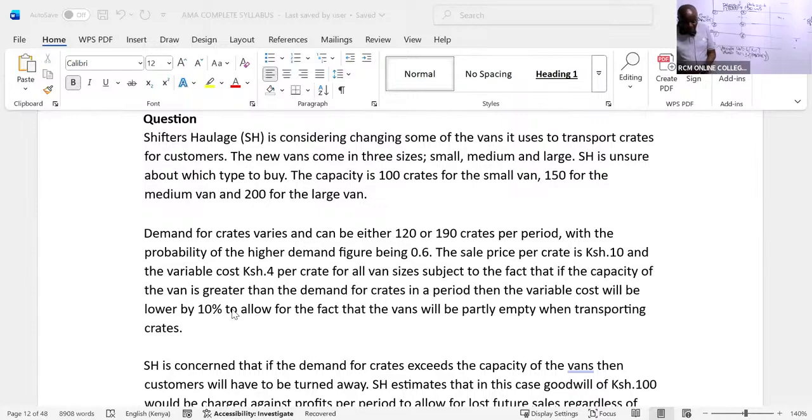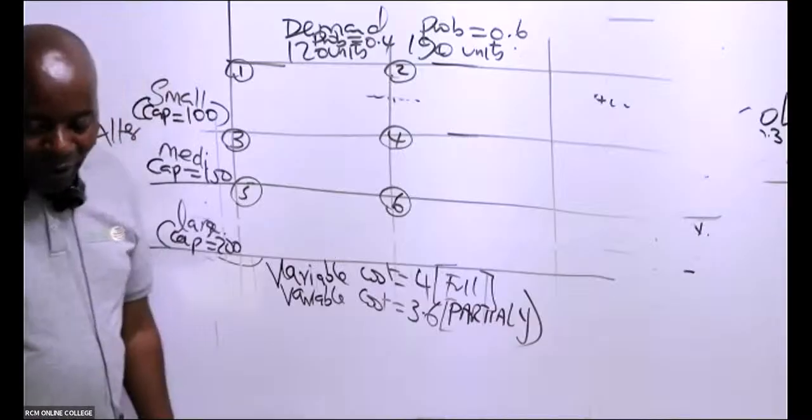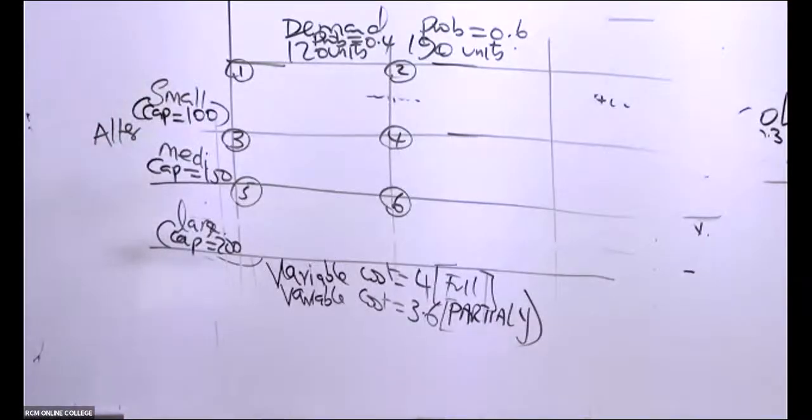demand, if the van is bigger than what it's carrying, if the van is greater than the demand for crates in a period, then the variable cost will be lower by what here, somebody? 10%. That means it will be at 90%. To allow for the fact that the vans will be partially empty when transporting what here, somebody? Crates. Once I have that, ladies and gentlemen, then I'm at home.